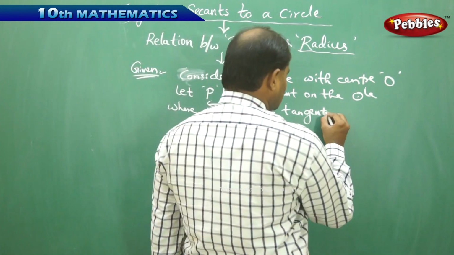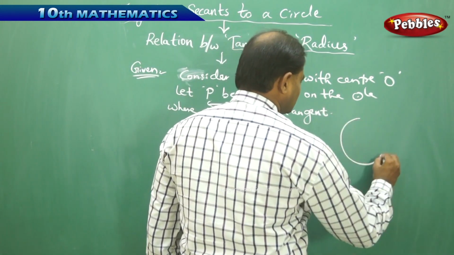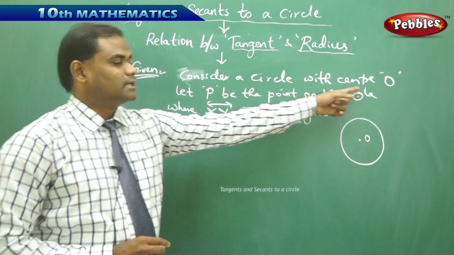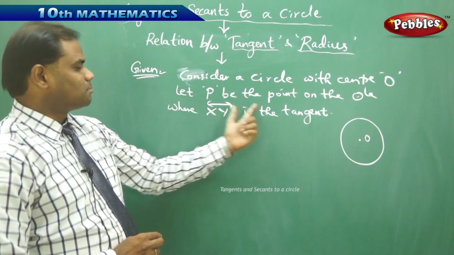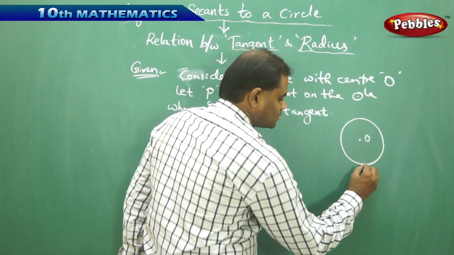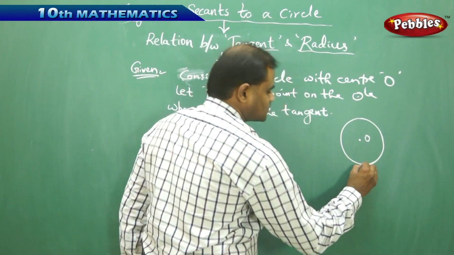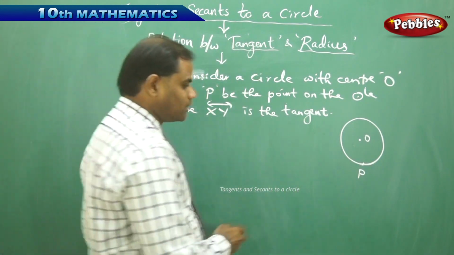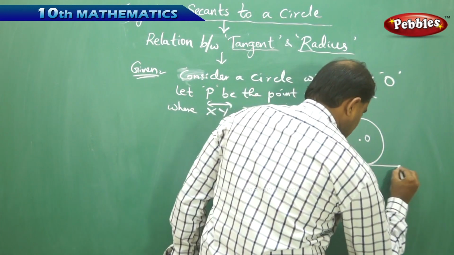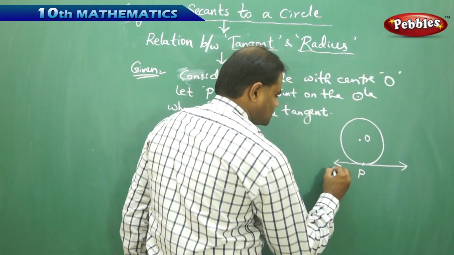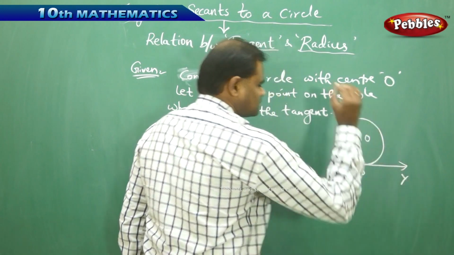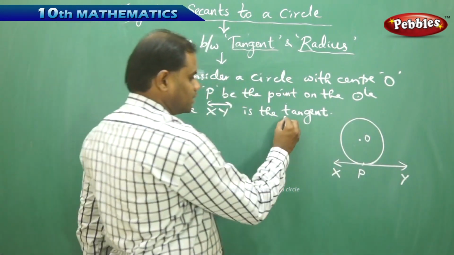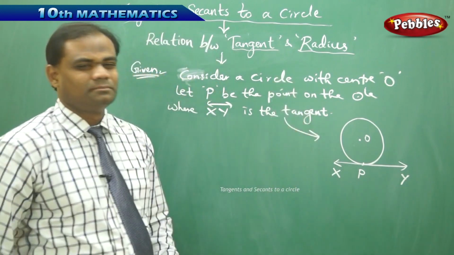Therefore, using this given concept, I have a circle with center O, and P is a point on the circle. Say this is the point P on the circle where XY is the tangent. So at that point P, XY is a tangent which comes like this. So this is how the given concept is reduced to a diagram.